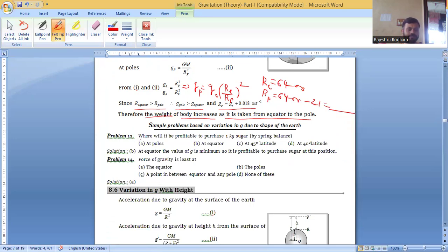Problem 13. Where will it be profitable to purchase 1 kg of sugar by a spring balance? At the equator, the value of g is minimum. So it is profitable to purchase the sugar at this position because W equals mg.